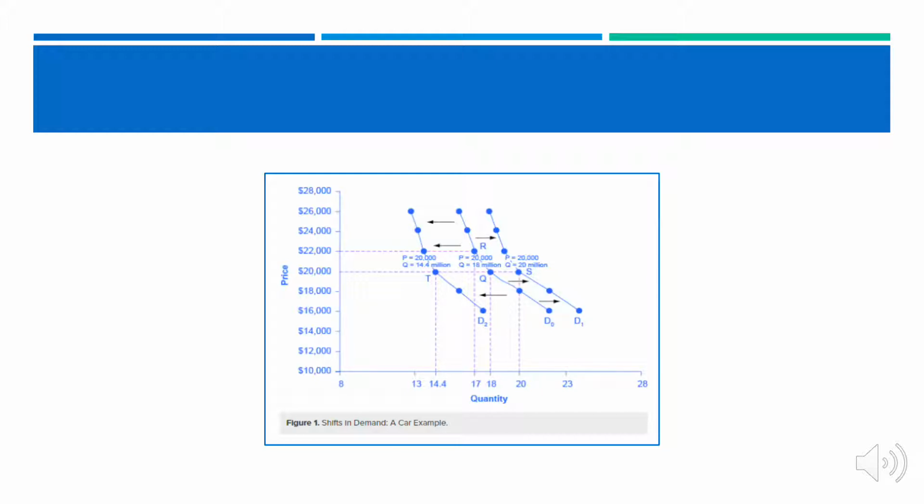As you remember in the table, and I'll show you that in a few seconds, the price of cars is still $20,000, but with higher incomes, the quantity demanded has now increased to 20 million cars, shown at point S. As a result of the higher income levels, the demand curve shifts to the right to the new demand curve D1, indicating an increase in demand. Table 1, as I will show next, shows clearly that this increased demand would occur at every price, not just the original one.